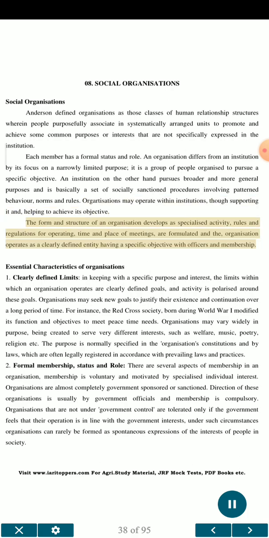The form and structure of an organization develops with its specialized activity. Rules and regulations for operating, and the time and place of meetings, are formulated, and the organization operates as a clearly defined entity having a specific objective with officers and membership.